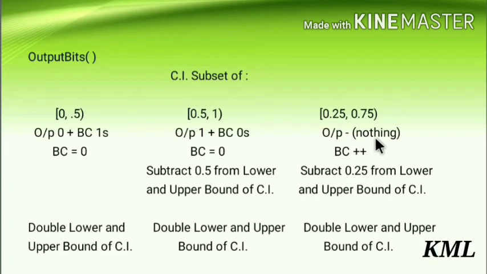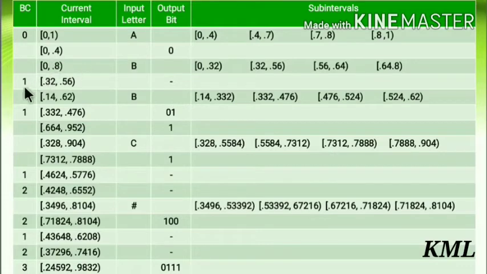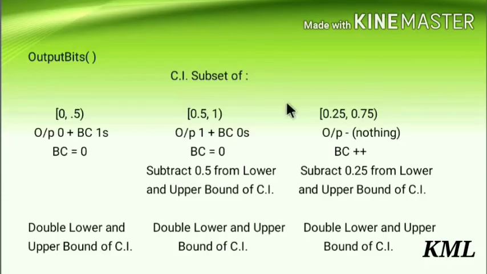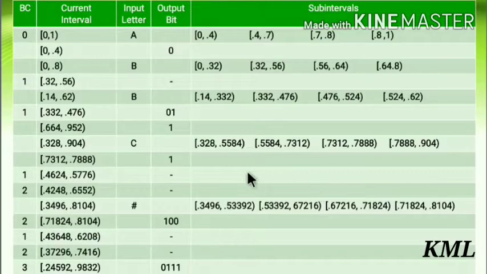So now what do you do? You have to output nothing. That is, you don't have to output anything. Next, bit count plus plus, you have to increment the bit count. So now your bit count becomes 1, okay. Next, you have to subtract 0.25 from lower and upper bound and double the lower and upper bound of Ci. So after subtracting and doubling, what you get is these values, okay. So you have to subtract and double from both, okay.